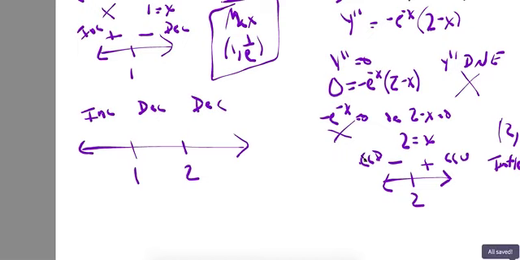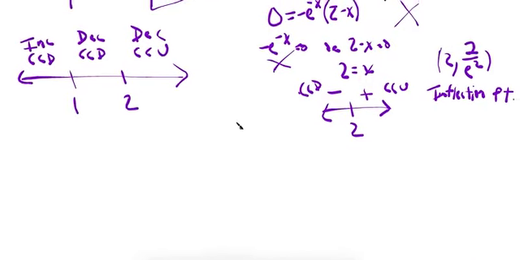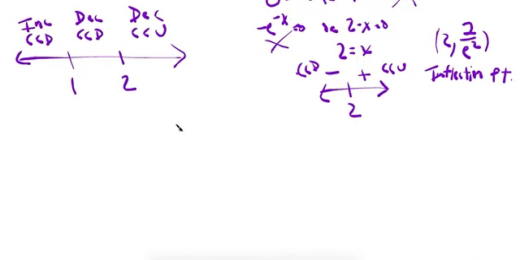Okay, because of the second derivative, anything up to 2 is concave down. So this is concave down, this is concave down, and then anything beyond 2 is concave up. Alrighty, that's going to be kind of nice to help us graph. So now we're going to create a sketch of this thing.